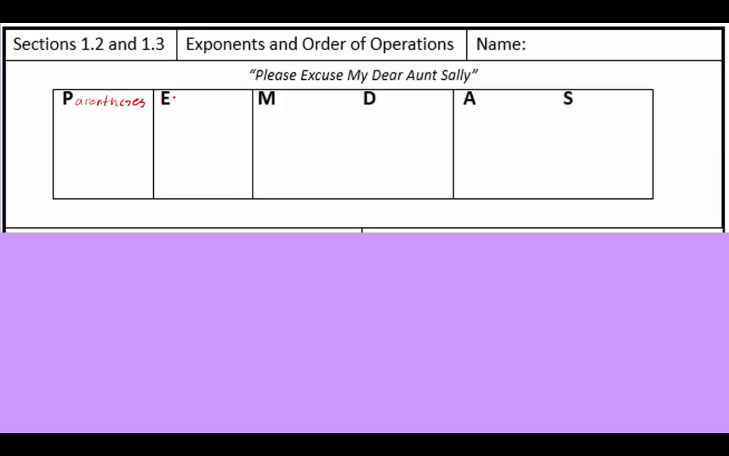E for exponents, M for multiplication, D for division, A for addition, and S for subtraction.